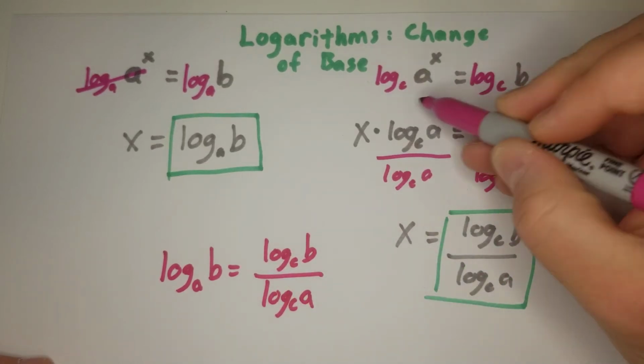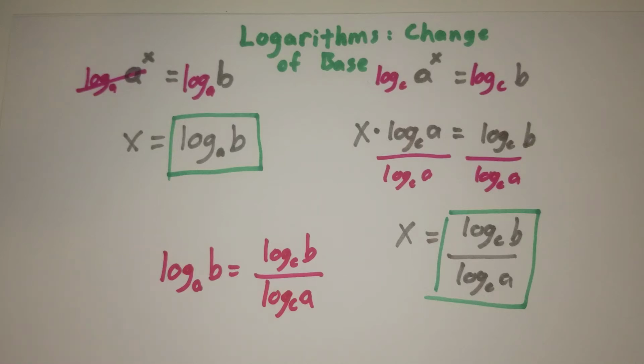Keep in mind that the c that we chose is arbitrary. We can use base 10, we can use base e, we could use base 6, we could use base pi if we want to.